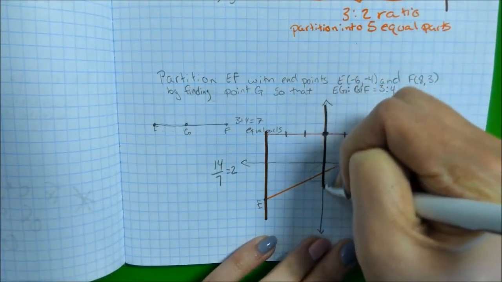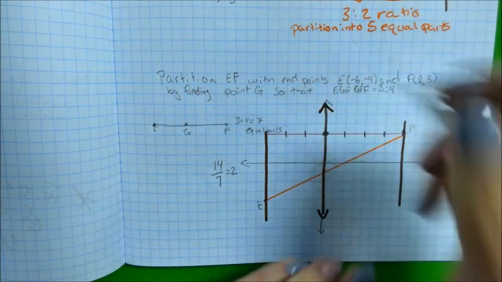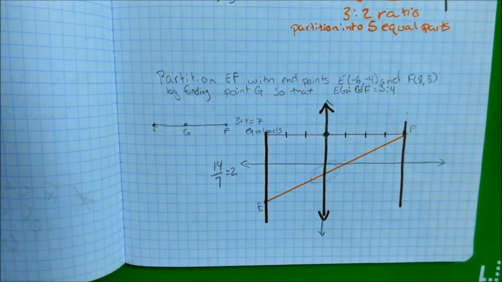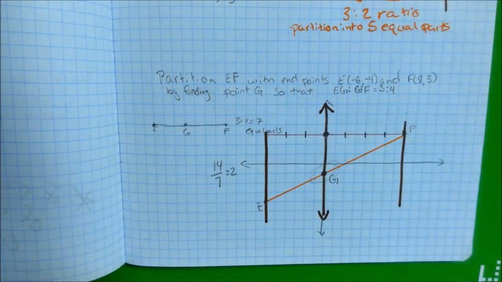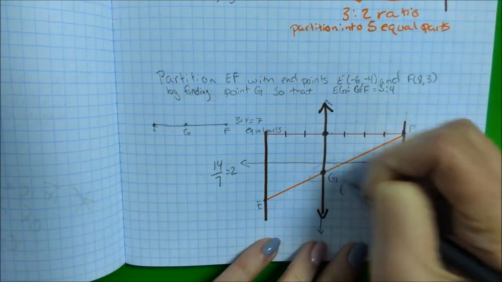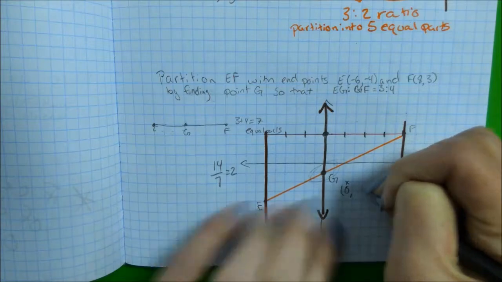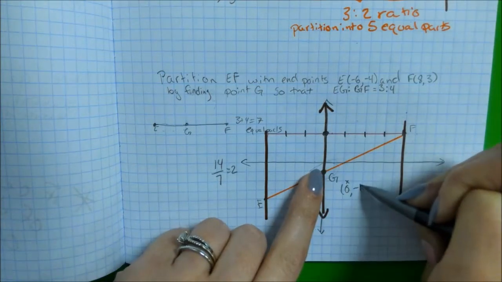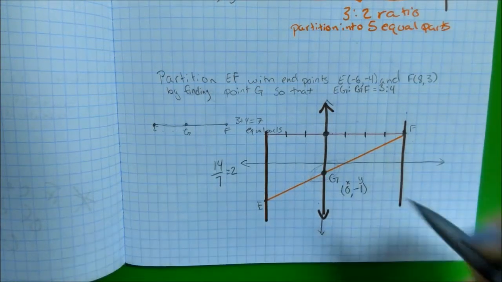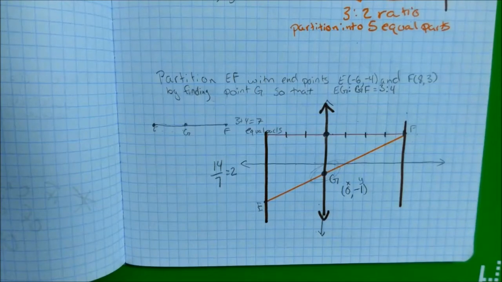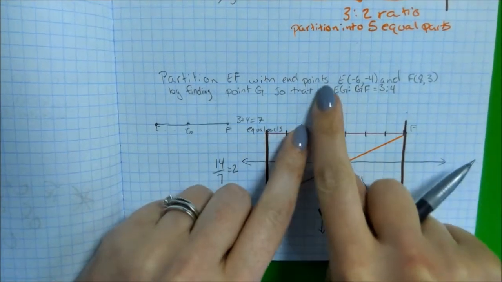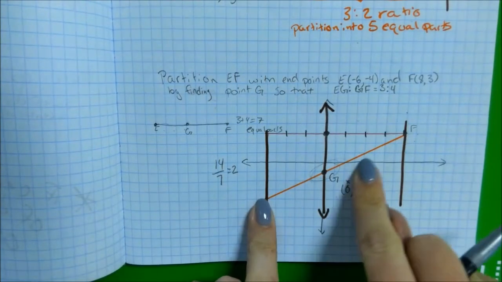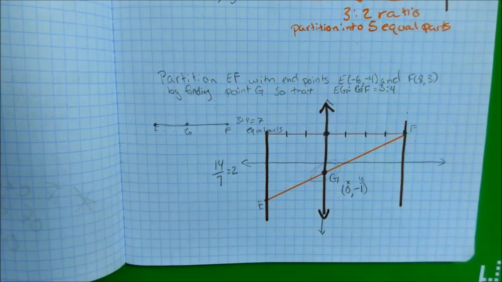I'm going to draw that parallel line parallel to the other two. And it should go through point G. So G would be 0, remember x first, and then down 1 is negative 1, y. Okay, that partitions. Remember, if I partition this into a ratio and I draw a parallel line, this is going to be partitioned into the same ratio.